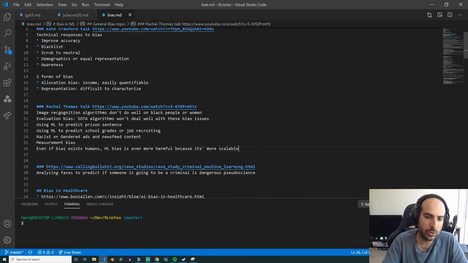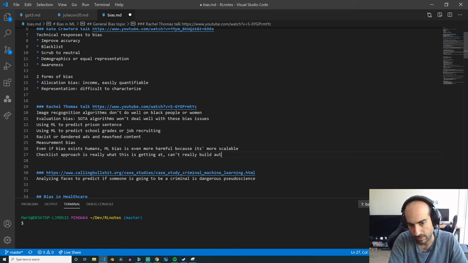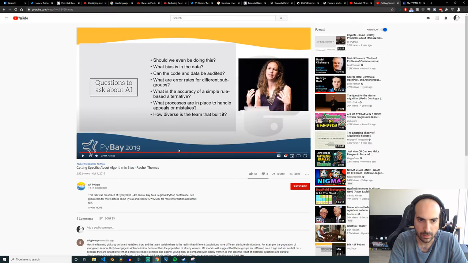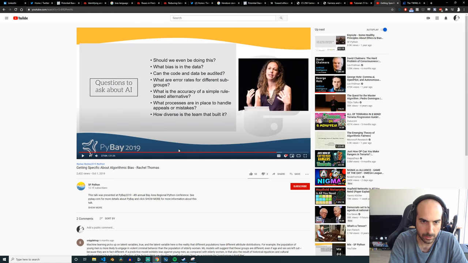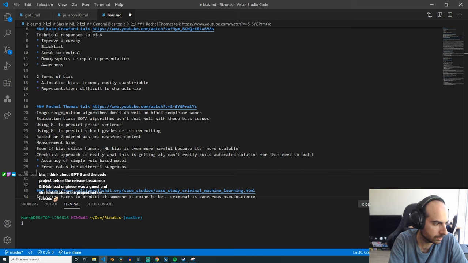Okay, yeah, so maybe the checklist approach is really what this is getting at. You can't really build an automated solution for this. You need to audit, and basically check the accuracy of a simple rule-based model. This includes error rates for different subgroups.